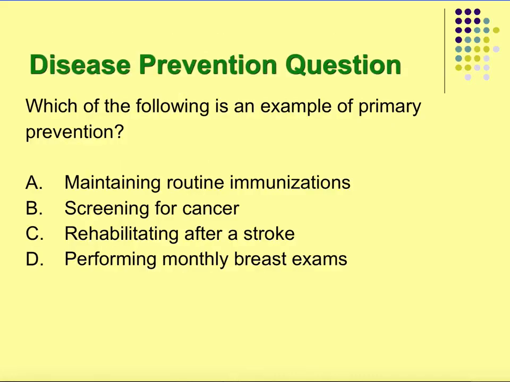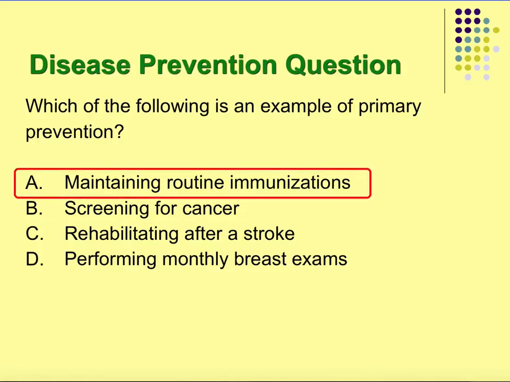Which of the following is an example of primary prevention then? So your options include maintaining routine immunizations, screening for cancer, rehabilitating after a stroke, and performing monthly breast exams. And the best answer here would be immunizations, because here you are altering your susceptibility.